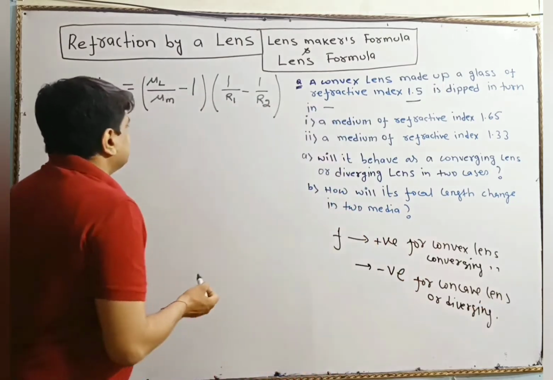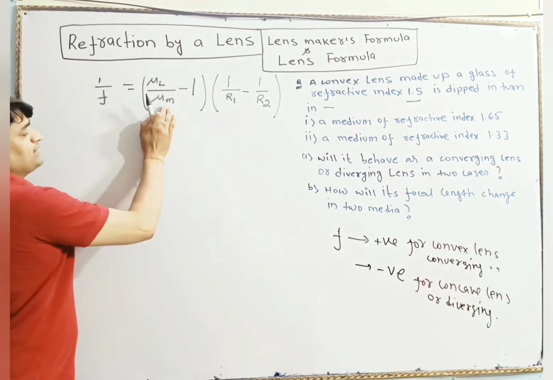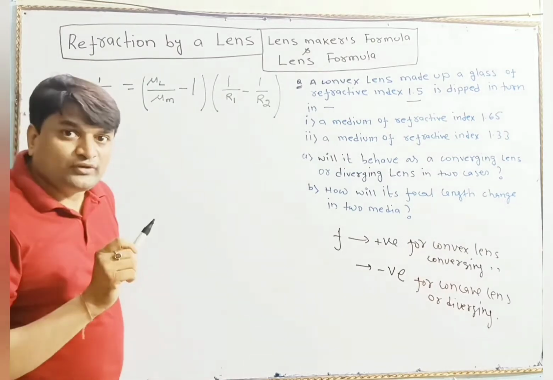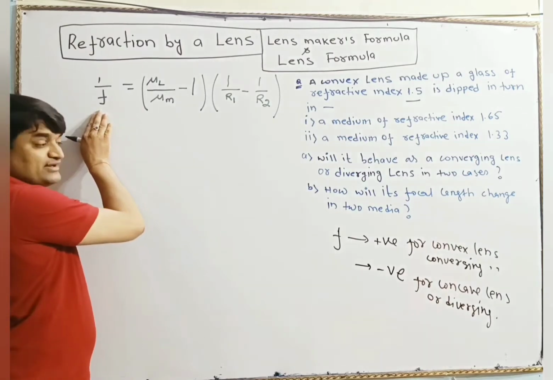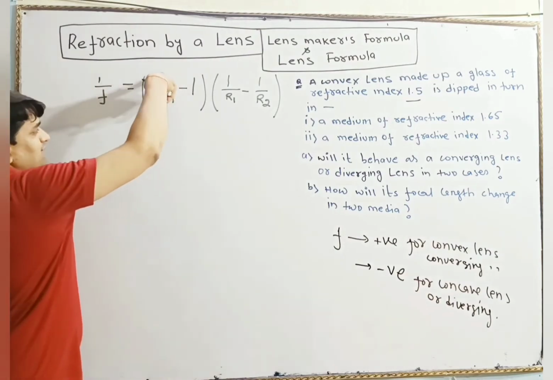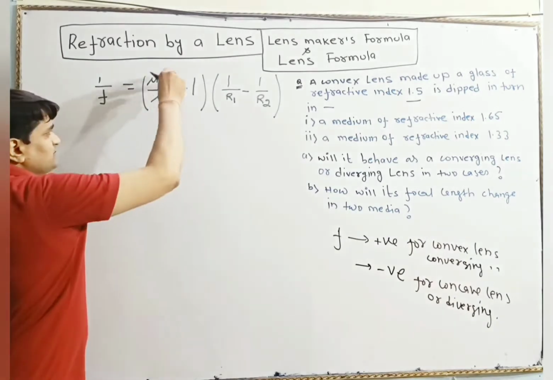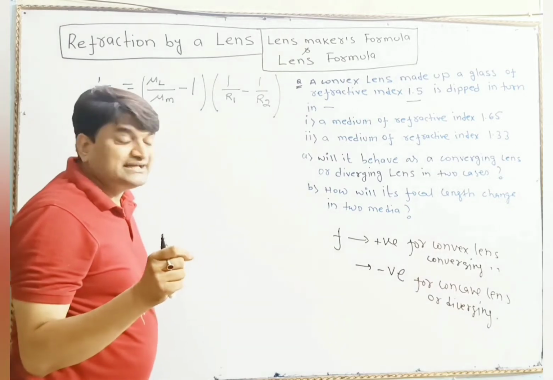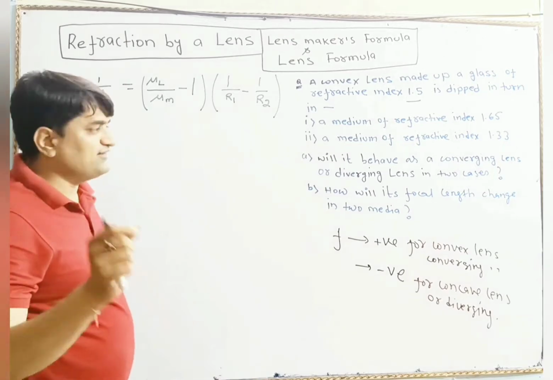Now see the term here. This term is fixed, and here is mu_L upon mu_M. If this ratio is greater than 1, then this whole term will be positive, so f will be positive and it will behave as a convex lens. If this ratio mu_L upon mu_M is less than 1, then this term becomes negative, and so f becomes negative, a diverging lens or concave lens.